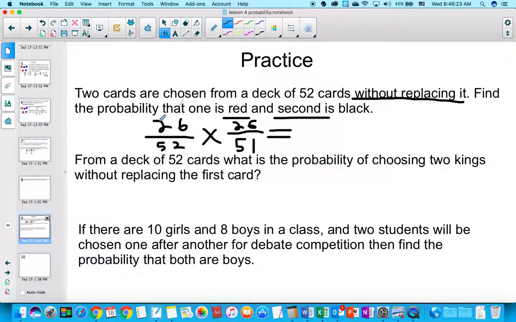I'm not going to do them. You can use a calculator for this. We've moved past grade 7 review, so we can start using our calculators. So we have another deck of cards question. From a deck of 52 cards, what is the probability of choosing 2 kings without replacing the first card? If you don't know how many cards or how many kings are in a deck of cards, you can Google that and solve this one on your own. Same with this one. Okay?